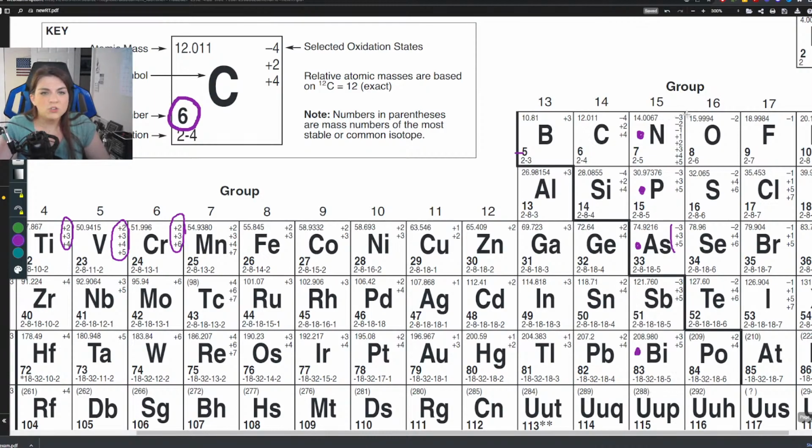The answer is going to be nitrogen, and that is because it's the closest to fluorine. Fluorine has the highest electronegativity at 4.0. Nitrogen is the closest, so it'll have the highest electronegativity. They're in the same period.